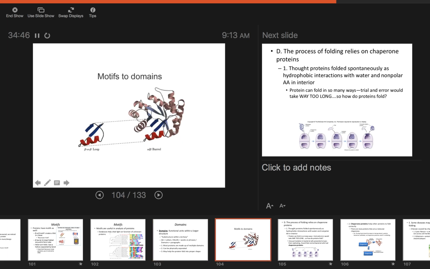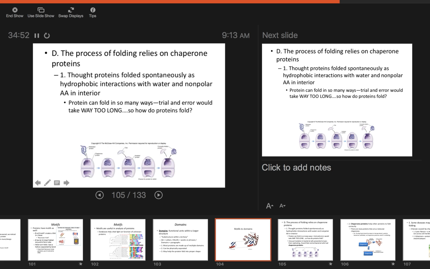Okay, so here's a motif, like a beta, alpha, beta loop, and how it fits into the domain. Domains can help proteins fold. So the process of folding a protein relies on another protein called the chaperone protein. So we've made this protein, we got an amino acid sequence, we have all these interactions. But how do they fold correctly? How do they fold in the right way? How do they interact with those cross bridges within that same amino acid sequence?